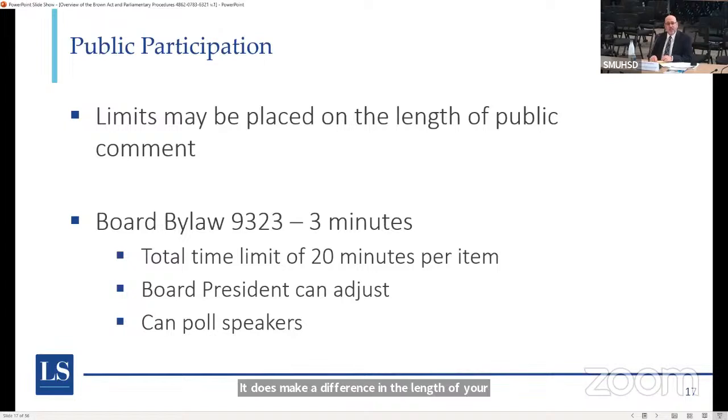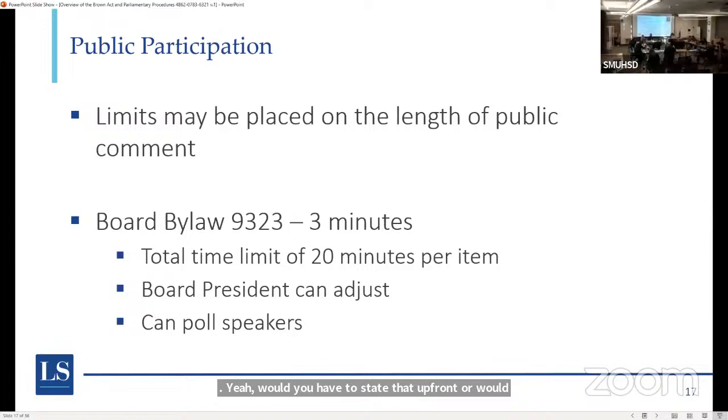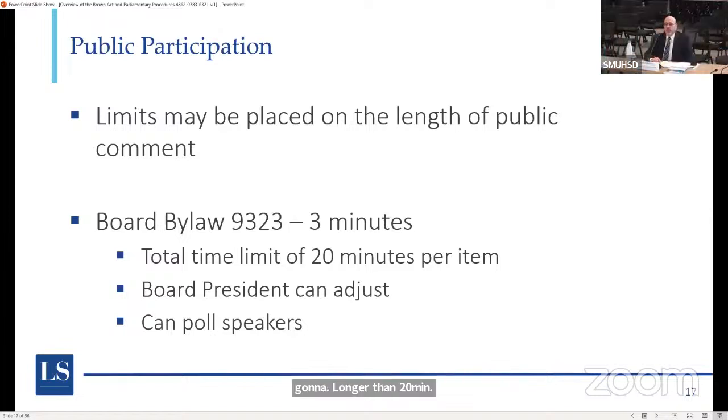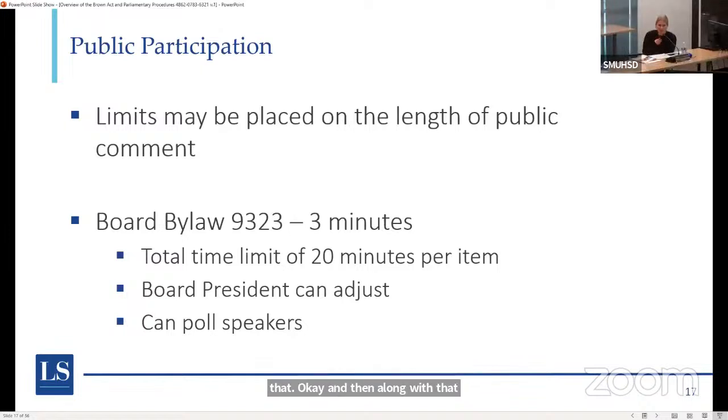Would you have to state that up front, or can you just kind of make that decision after it gets rolling and you see that, oh, this is going to be longer than 20 minutes? Yeah, it's often done exactly that way on a rolling basis where the board president realizes we're 15 minutes in and we still have 30 speaker cards. And you just say, we do have a board policy that allows us to stop comments at 20 minutes. So we have 3 more speakers, or 2 more speakers will get us to the 20-minute mark. And then if you want to take that poll of folks at the end of that. Okay, and then along with that, so 20 minutes per item.